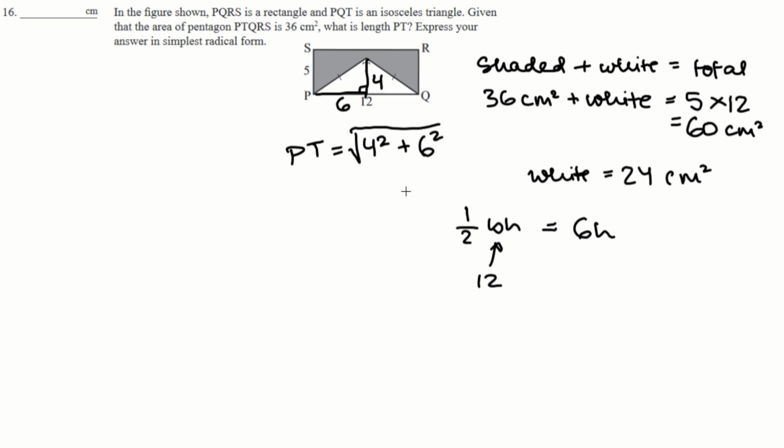You see that 2 squared is a shared factor in both of these, so you can pull out the 2, and you're left with 2 squared plus 3 squared. So this is 2 root 4 plus 9, which is 13. So the length PT is 2 root 13 centimeters.